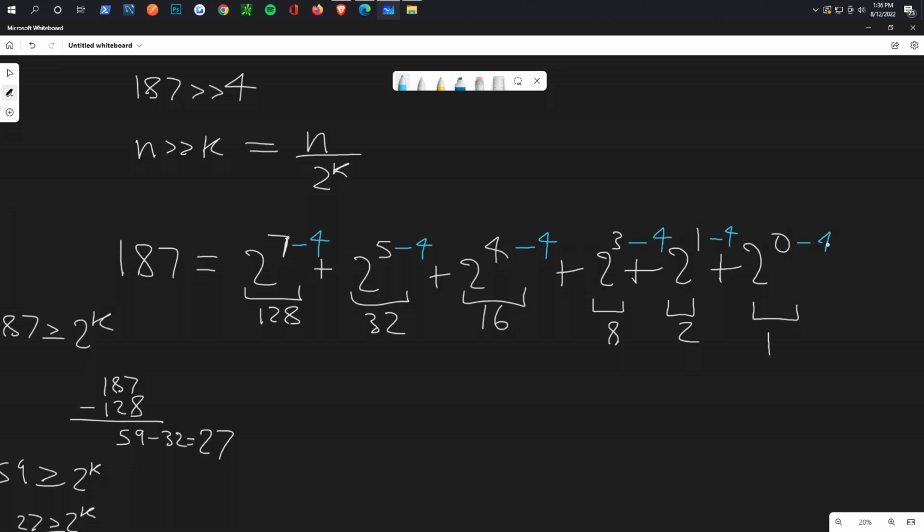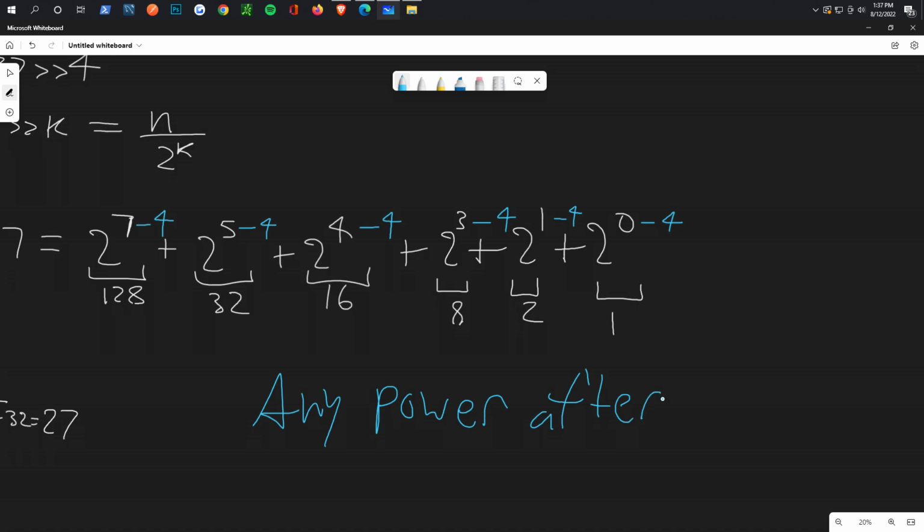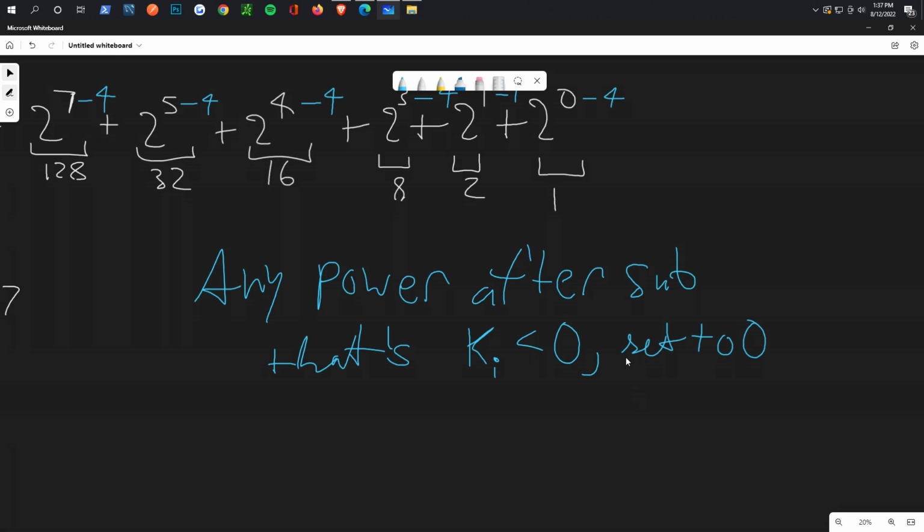Now, what you're going to end up doing at this point is, any power after subtraction that is negative, meaning the power, so let's say k sub i is less than 0, disregard, so set to 0. So effectively you can just throw it away.